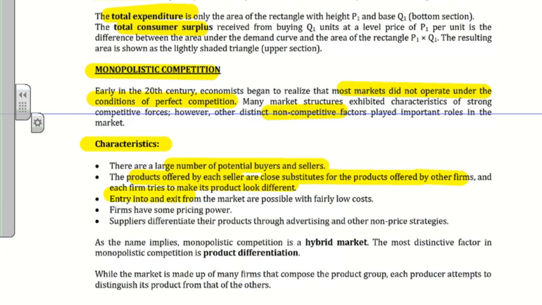Entry into and exit from the market: you can come in and go out fairly easily, with low costs. Firms have some pricing power, and suppliers differentiate their products. They use advertising and other non-pricing strategies. Often this is called a hybrid market. One of the key distinctive factors of monopolistic competition is product differentiation. Everyone's trying to tell you their product is different because of this, and because of that. That's called product differentiation.